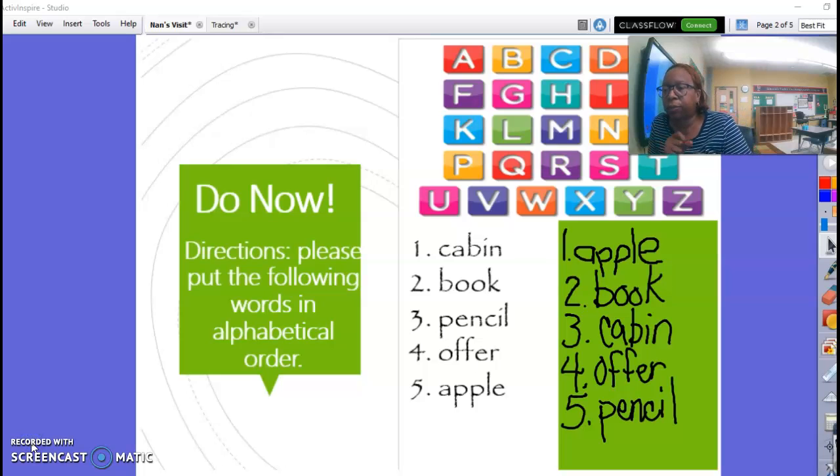So, welcome back. So now you should have all your words in alphabetical order. And if you look at mine, apple should be first, book should be second, 3rd should be cabin, 4th should be offer, and then 5th should be pencil. And actually 2 of these words are going to be in the story that we're going to read today, which is cabin and offer. They're in our story today. So let's read the story.